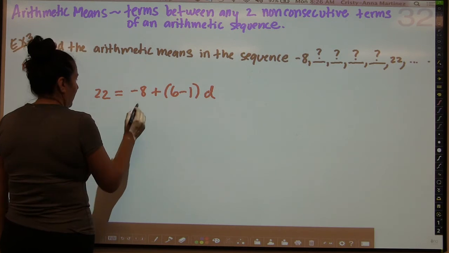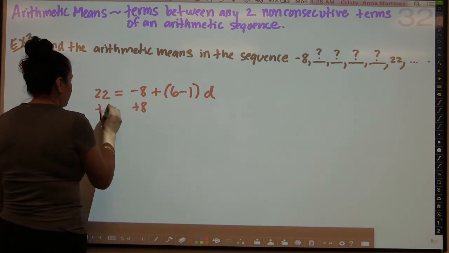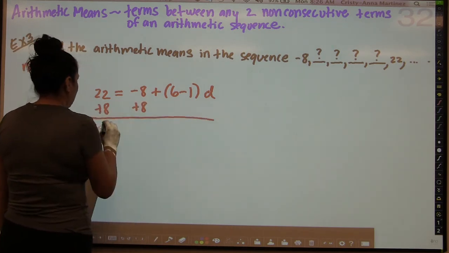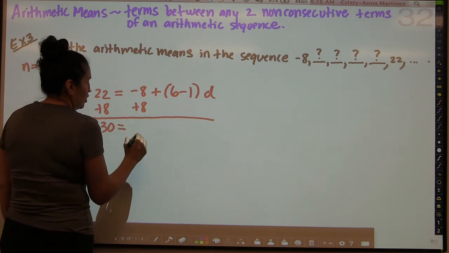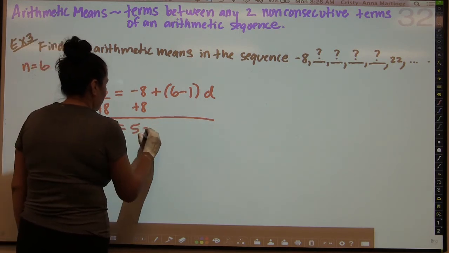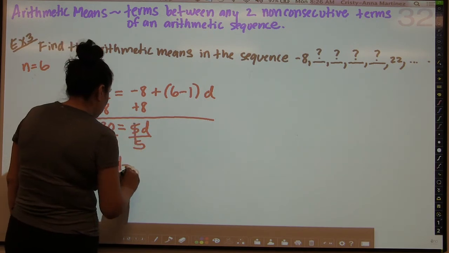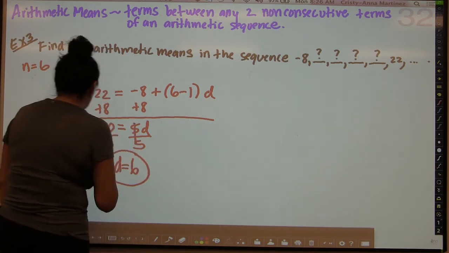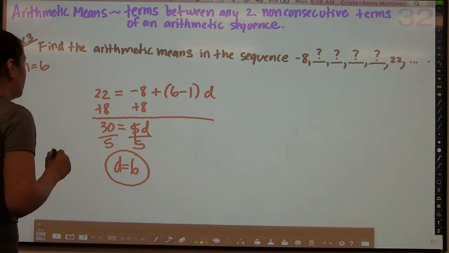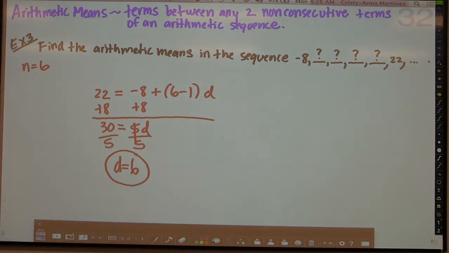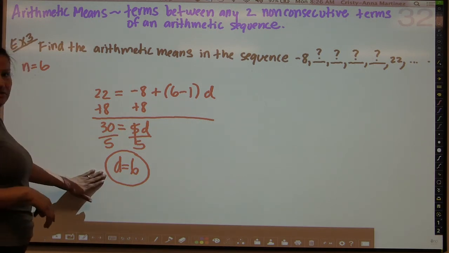So we're going to go ahead and add this 8 over here, and you're going to get 30 equals 6 minus 1 is 5, so you're going to get 5d. So we divide by 5, and it turns out that d equals 6. So now that we know that d equals 6, we can go ahead and find the other values because all we have to do is add the common difference to each term.